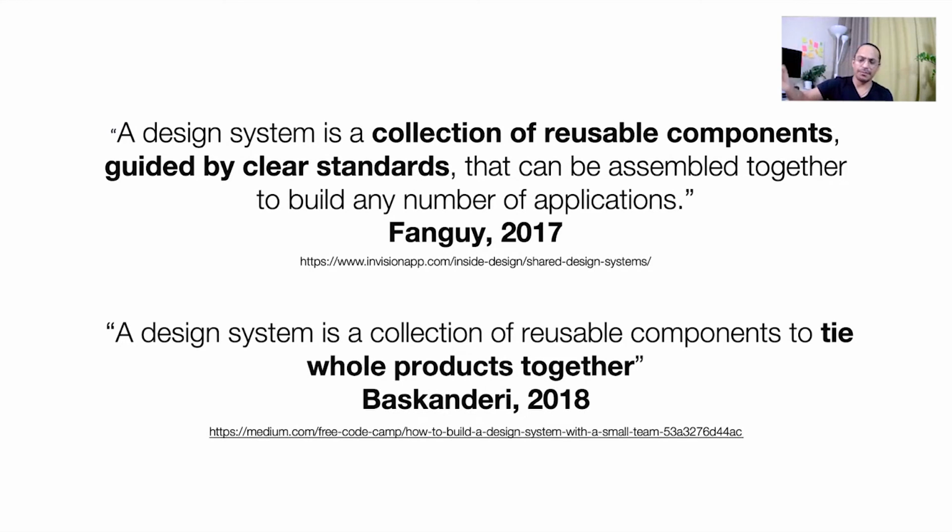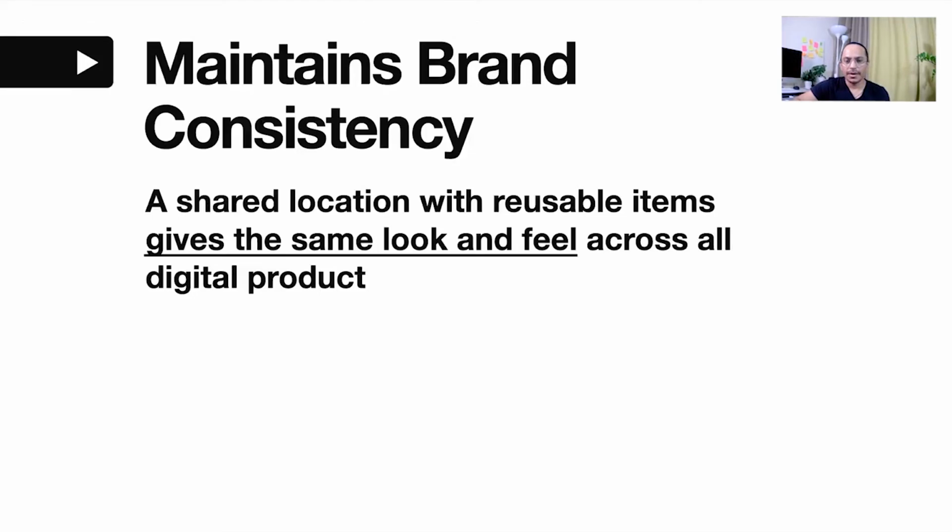So reusable components होते हैं, you can pick those and then create a product. What is the benefit? Maintains brand consistency. Once you have the system, each and every team, whosoever is involved in creating the product, follows that, and because of that, you are able to maintain the consistency.